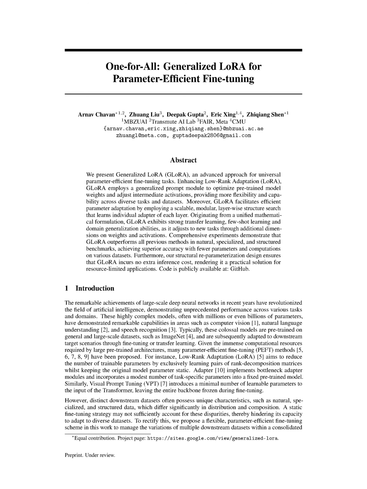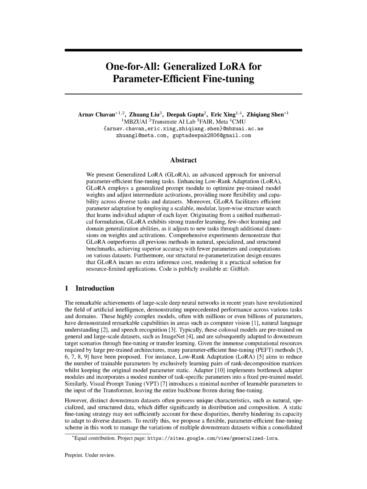However, considering the immense computational resources these large pre-trained architectures need, several methods for efficient fine-tuning of parameters have been introduced. For example, low-rank adaptation, LoRA, works to reduce the number of trainable parameters by focusing only on learning pairs of rank decomposition matrices, leaving the original model parameters untouched. Adapter, on the other hand, adds a small number of task-specific parameters into a fixed pre-trained model through bottleneck adapter modules. Visual prompt tuning, VPT, introduces a minimal set of learnable parameters at the input of the transformer, keeping the backbone frozen during the fine-tuning process.